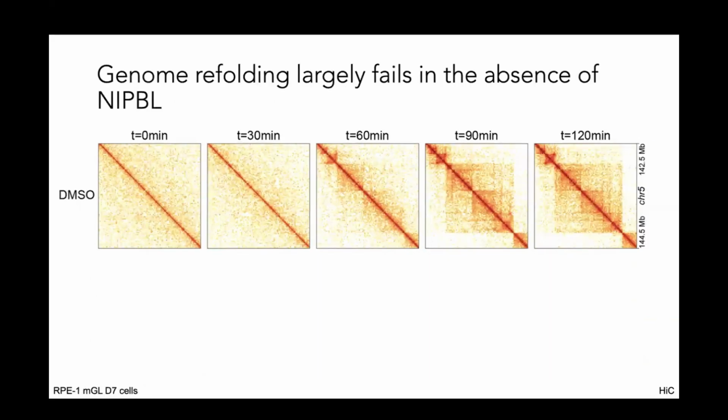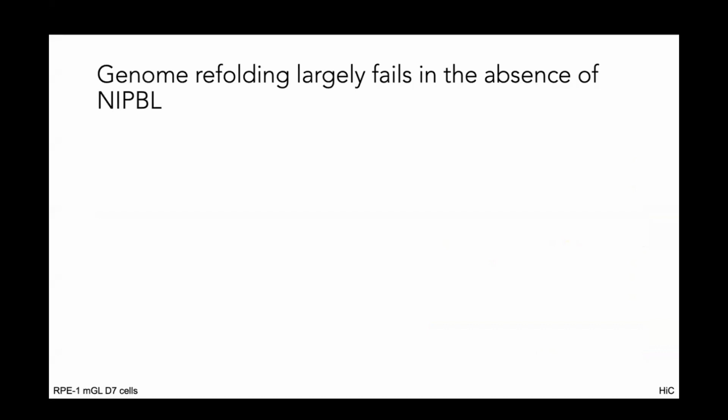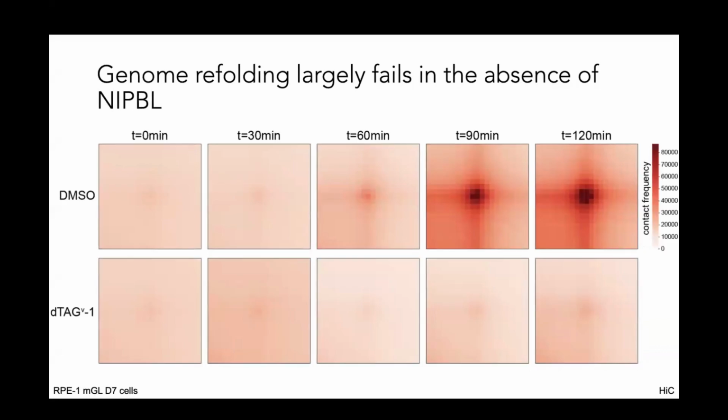And so again, this is the control condition, and then we do this in the presence of dTAG where we degrade NIPBL, so we essentially prevent reloading of cohesin, and you see that the formation of most of the structural features of TADs and loops is largely attenuated. We can see that both with these genome browser shots as well as with these aggregate peak analyses, where these loop-type signals really fail to reform.